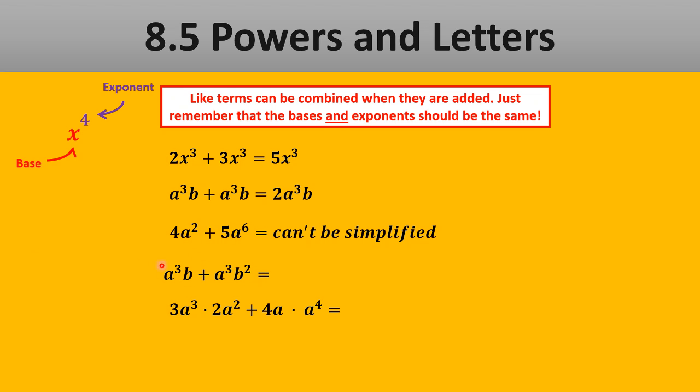This one, a to the third b plus a to the third b squared. I think you should be happy if you get this, because this again can't be simplified, because my b is not the same as my b squared. Okay, my a to the third is the same, but everything has to be the same. All my letters and exponents, if they are there, should be the same, and they aren't, so they cannot be simplified.